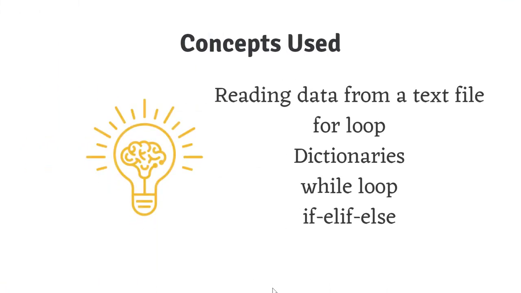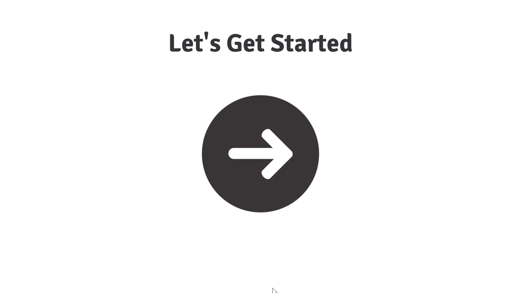So we'll be implementing this program using these concepts. We'll be learning reading data from a text file. All the items which are displayed to the user are stored in a text file and displayed through a dictionary, so we'll be using a dictionary for that. And we need to loop through a dictionary, so we'll be using for loop and then while loop, if, elif, else. So let's go and implement the program.